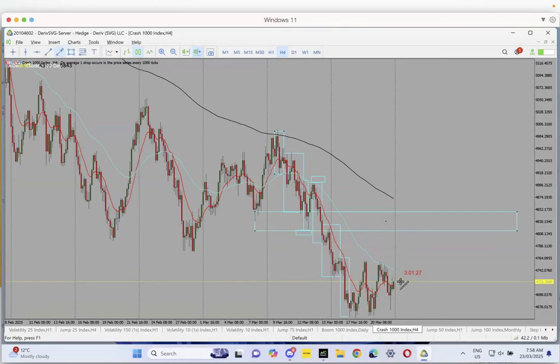But then again, this is still a sell, so it will do that and then crash. That's what I would love to see this market do. So let's see what will happen. But that's my analysis on this one.